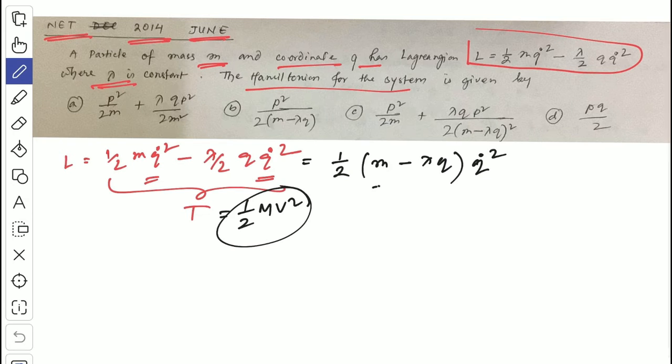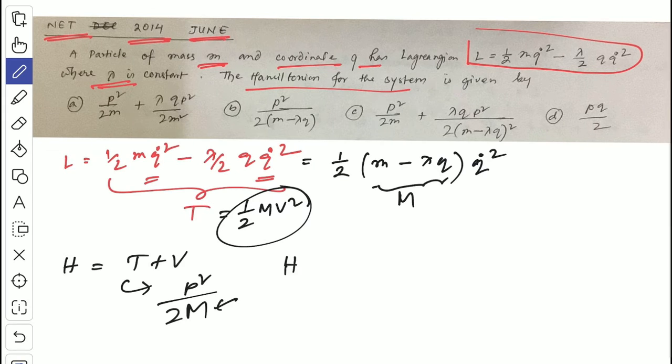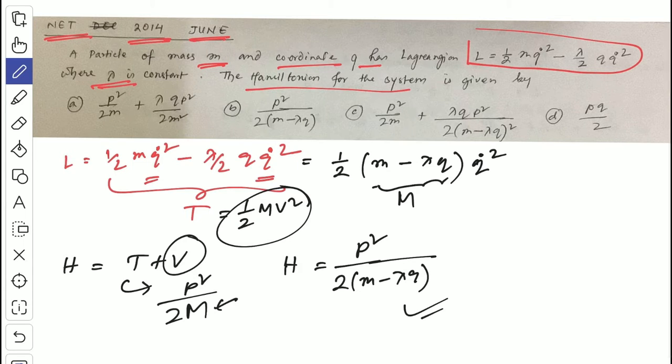If you compare this term with this, then this is m, isn't it? In case of the Hamiltonian, I have already told you that it is T plus V, and in this case T should be considered as p squared by twice m. Now put this m here. Then H is equal to p squared by twice m, with m replaced by m minus lambda q. And this potential term V is missing here, so that is 0. So here is the answer.